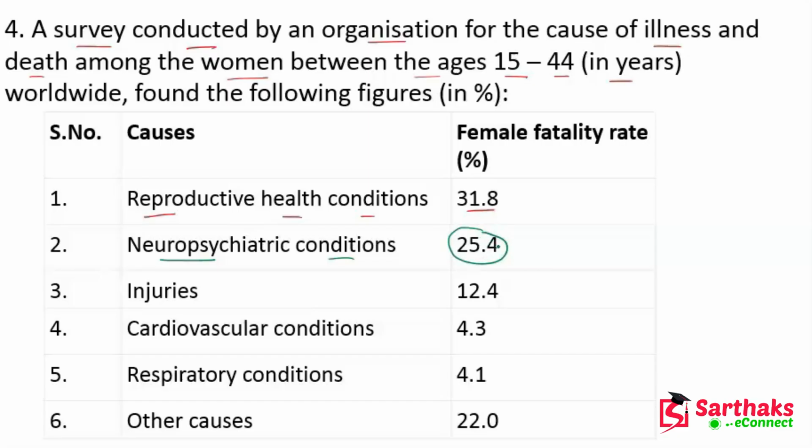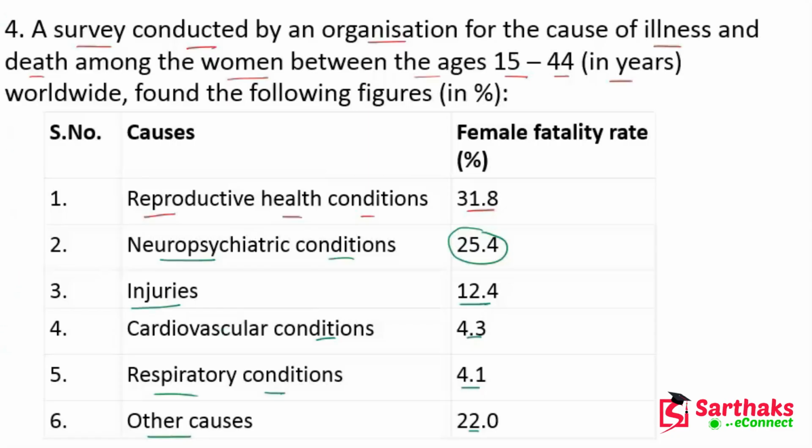This is the death rate. Due to injuries, the fatality rate is 12.4%. Due to cardiovascular condition, it is 4.3%. Due to respiratory condition, it is 4.1%. And due to other causes, it is 22.0%. So this is the frequency distribution table.